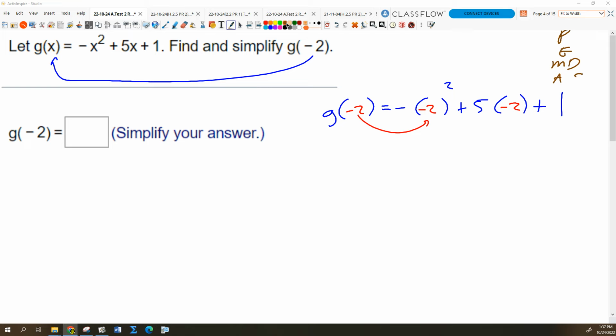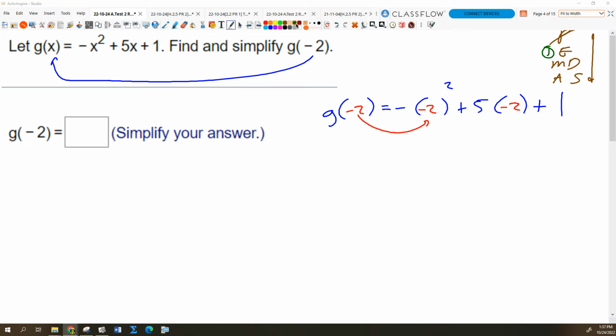And it's just regular simplifying order of operations. So starting at the top, can I do anything inside the parentheses? No, there's nothing I can do inside the parentheses. Next step, exponents. Yes, I do have an exponent, right?